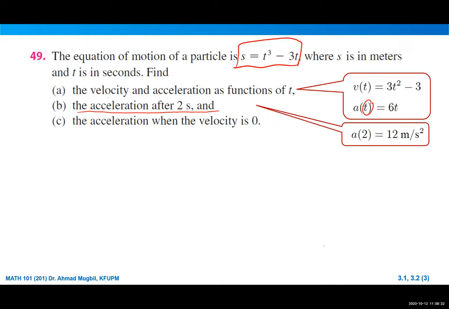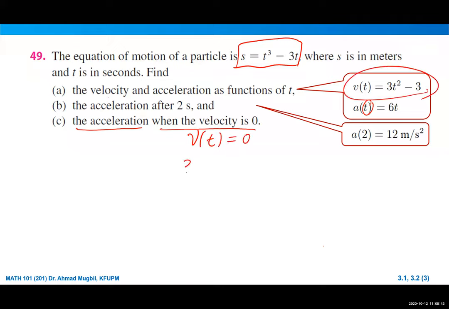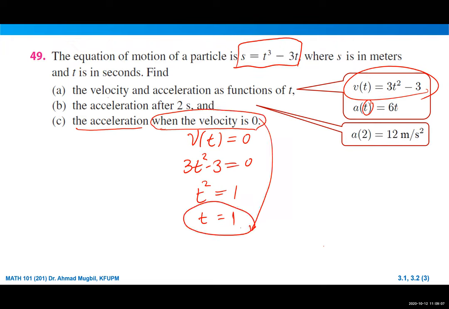For the last one, you need to find the acceleration when the velocity is 0. So when the velocity is 0, it means when f prime of t equals 0, this is the velocity. So this means when 3t squared minus 3 equals 0, which means that t squared equals 1, t equals positive or negative 1. But t cannot be negative, of course. It is time, Shabab. So it is 1, because it is positive, being about time. So when the velocity is 0, it means that t is 1.